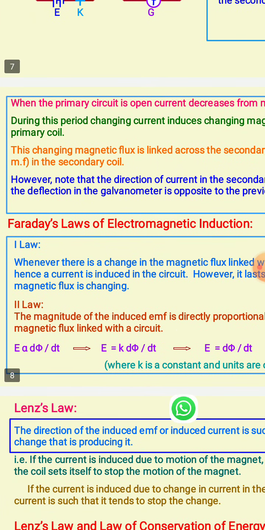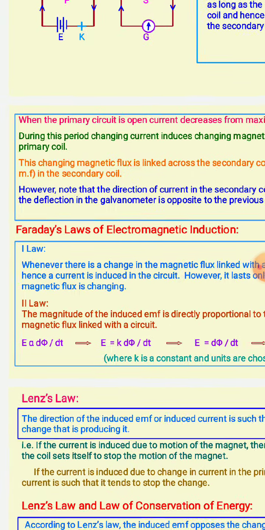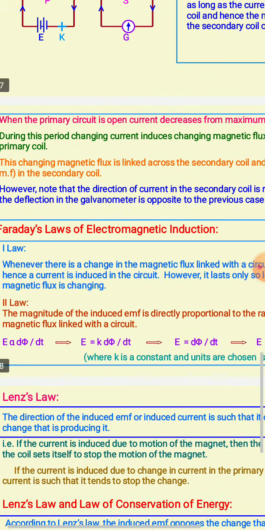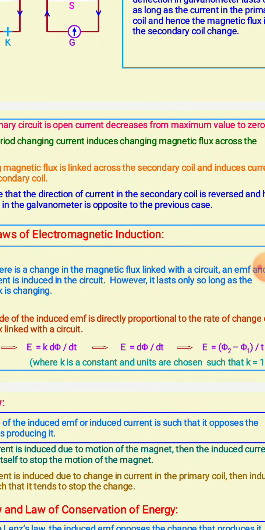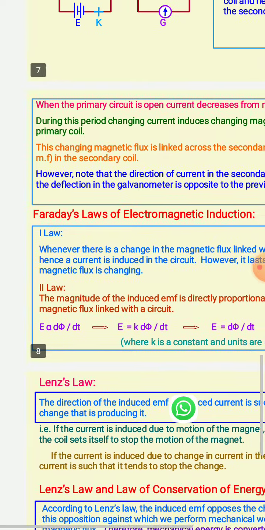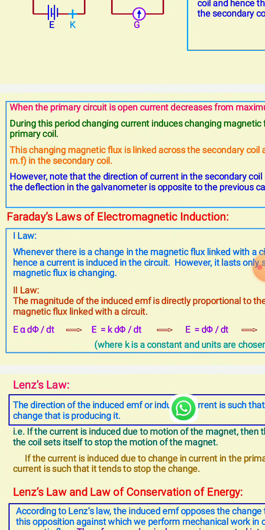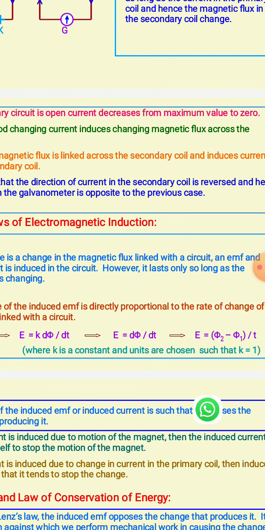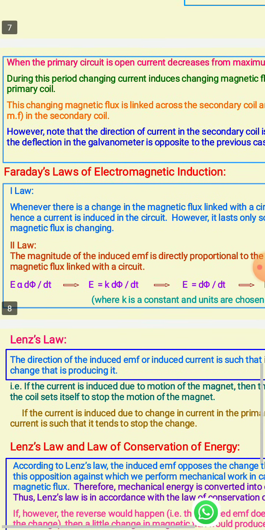So what were Faraday's laws of electromagnetic induction? The first law is: whenever there is a change in magnetic flux linked with a circuit, where change in magnetic flux means the number of magnetic field lines crossing through a surface changes, an EMF, and hence a current, is induced in the circuit. However, it lasts only as long as there is a change in magnetic flux.